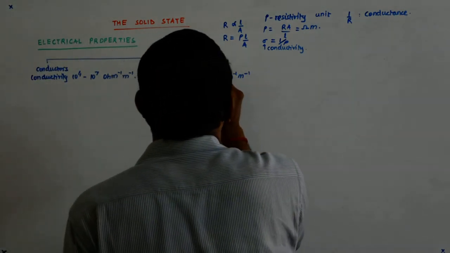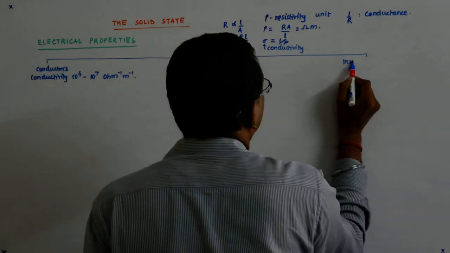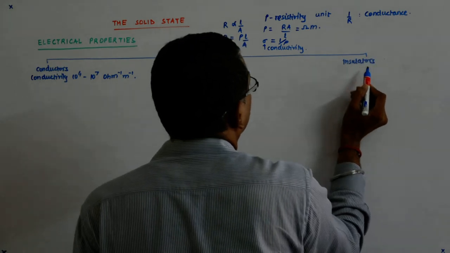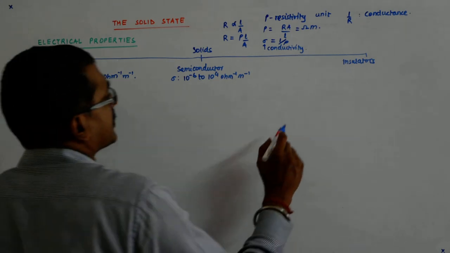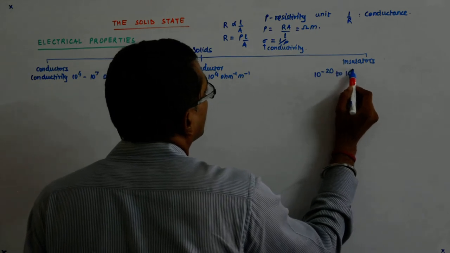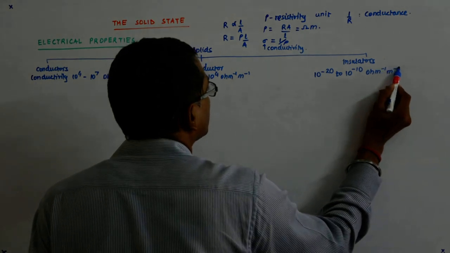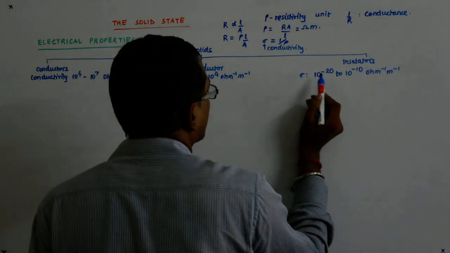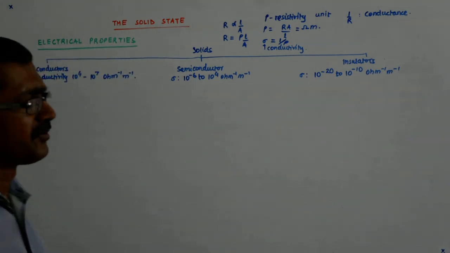And in case of insulators, it goes down to 10 to the power minus 20 to 10 to the power minus 10 per ohm per meter. This is the value of conductivity that we are finding.